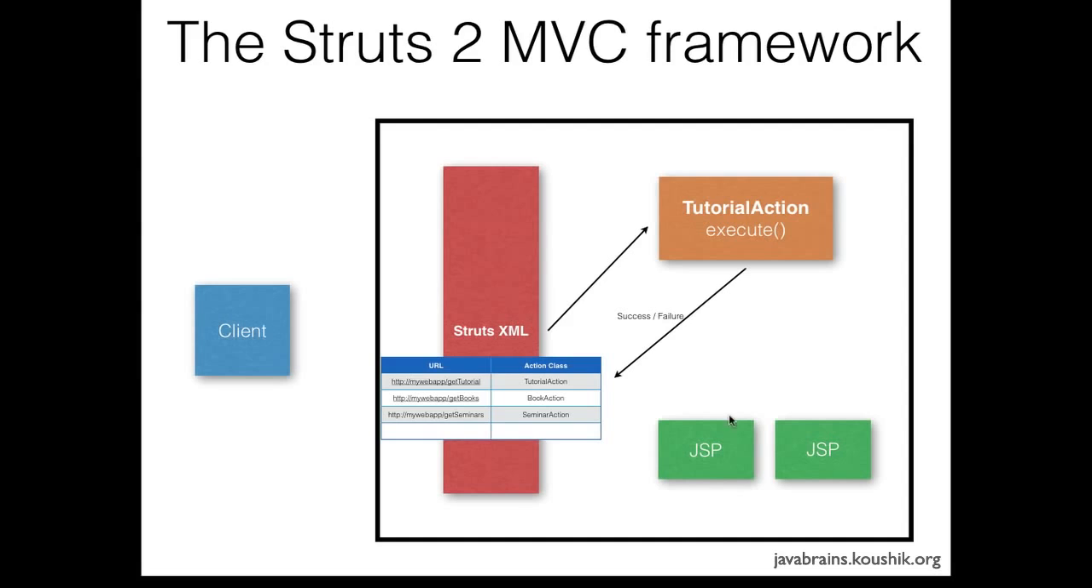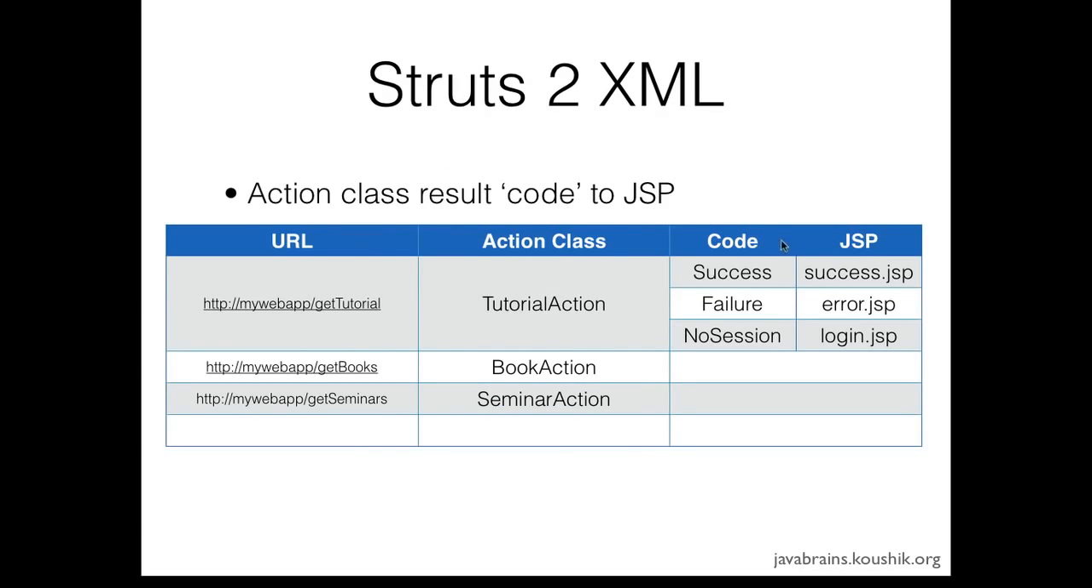So we do not have to mention the JSPs over here. The execute method does not have to worry about the JSPs. It just returns a particular code, and then based on that code, the right JSP, which is configured in the XML again, is used for rendering the results. So it could be something like this.